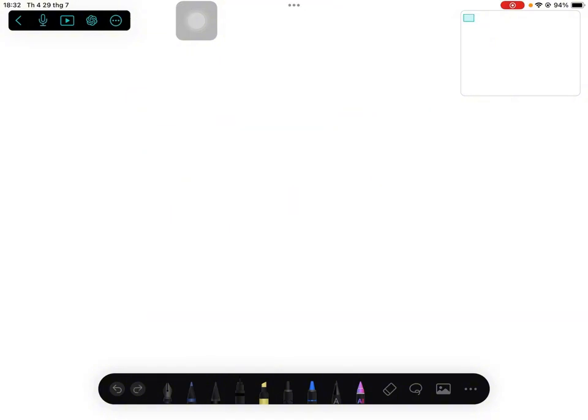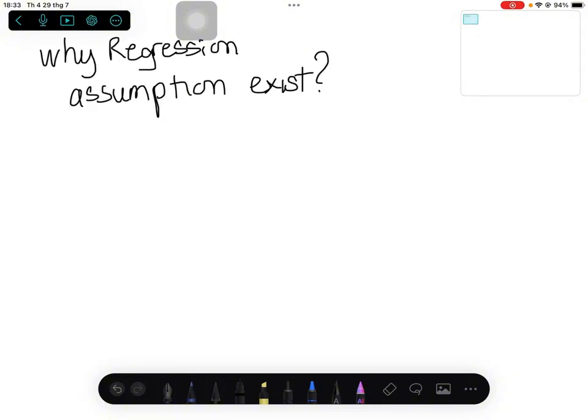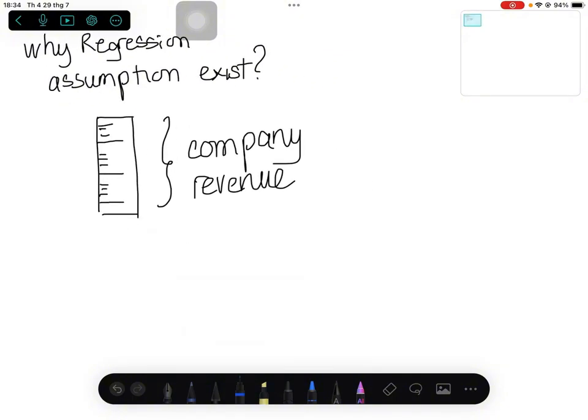So, why do regression assumptions matter? Before we study the problems, let's understand why regression assumptions exist in the first place. Think about regression as a measuring instrument. Imagine using a ruler to measure a company's revenues. If the ruler is accurate, your measurement is trustworthy. If the ruler is bent, every measurement becomes questionable. Regression assumptions work exactly the same way.